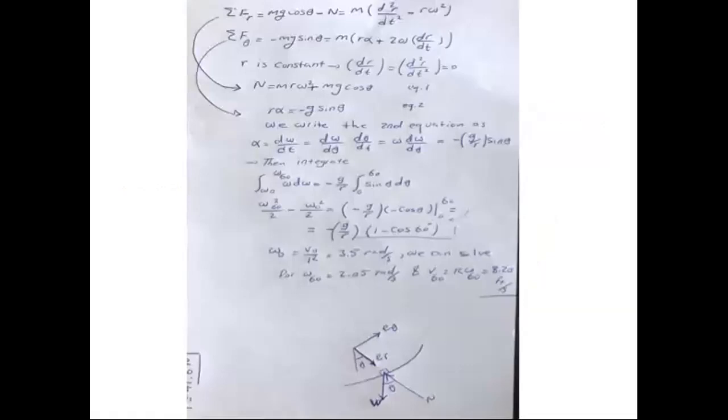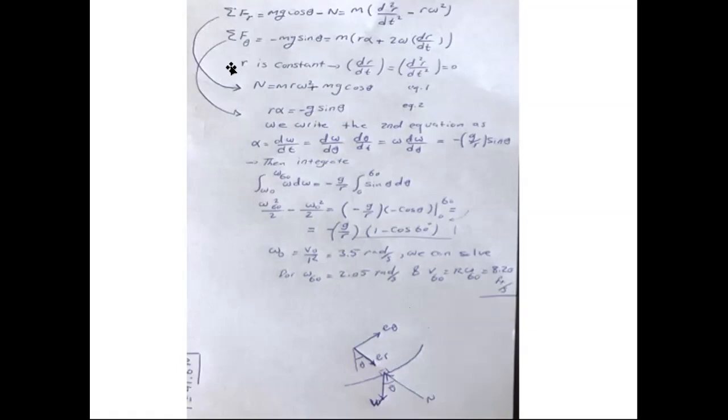First, we have to draw the free body diagram. We have the normal force and we have the weight. This is e_theta and e_r. In this direction, e_theta is positive and in this direction, e_r is positive. We write Newton's second law in the polar coordinate system: the sum of the force in the radial direction and the sum of the force in the transverse direction.